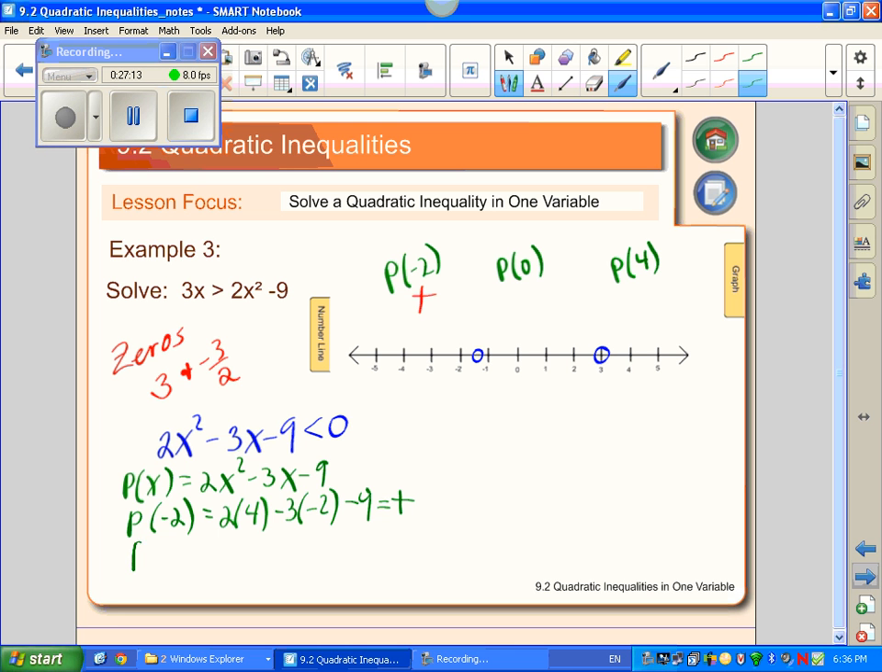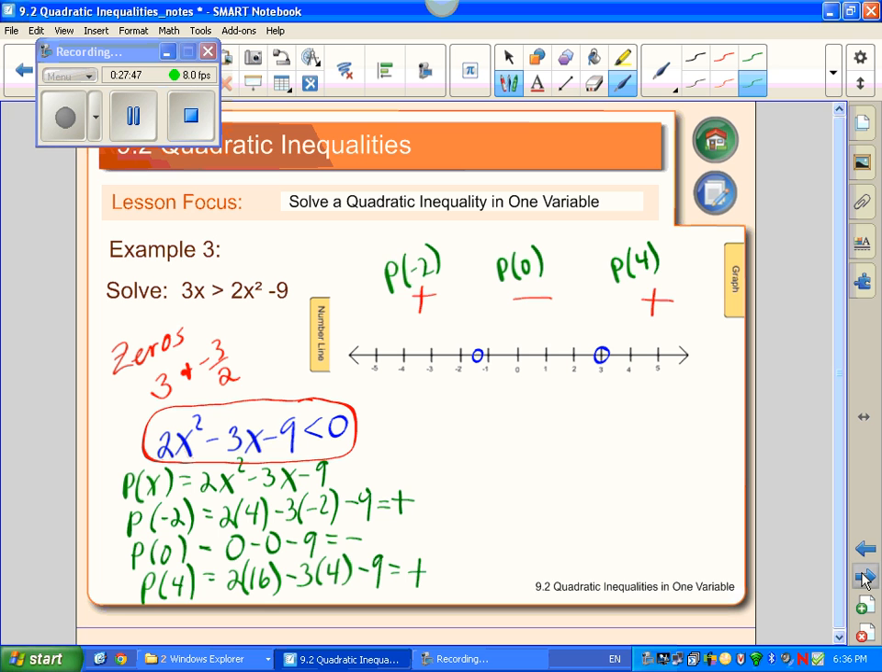Take p of 0. So that's giving me 0 minus 0 minus 9. That region is negative. If I take p of 4, that's 2 times 4 squared, which is 16, minus 3 times 4 minus 9. It's still just going to give me a positive value. My statement that I have here is asking where is it less than 0, and it is less than 0 in this region. So there's my number line. My inequality statement is this one. Again, another way to get the answer.